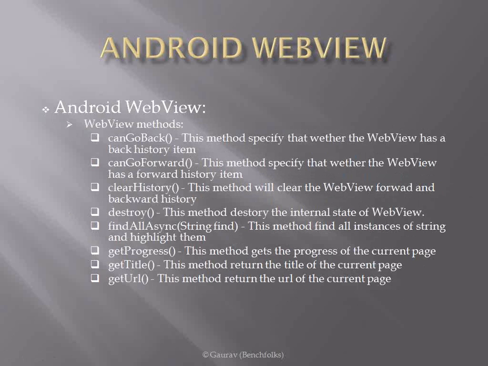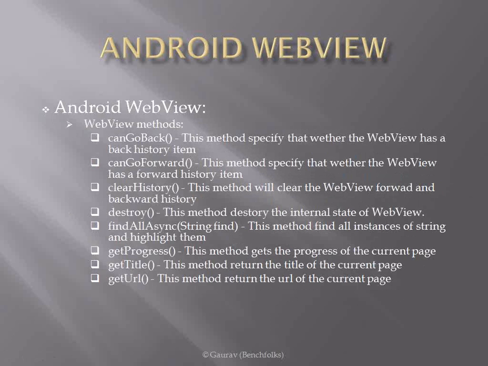Then clearHistory is a method which is how we clear history in our web browser. This method will clear the web view forward and backward history. So after that particular point of time, you won't be able to navigate back and forth.